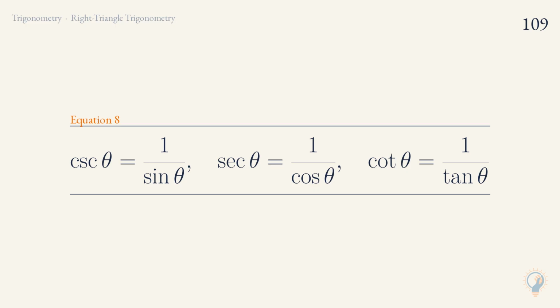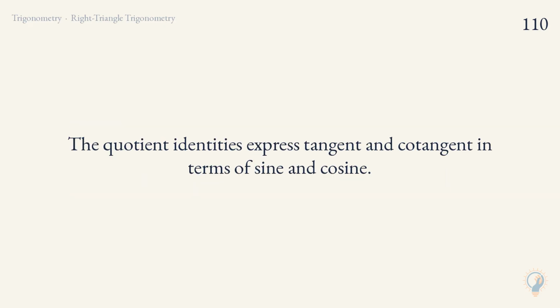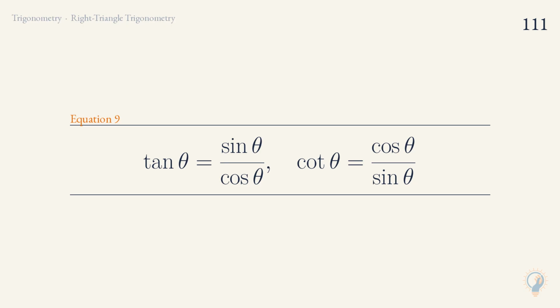Cosecant of theta equals 1 over sine of theta. Secant of theta equals 1 over cosine of theta. Cotangent of theta equals 1 over tangent of theta. The quotient identities express tangent and cotangent in terms of sine and cosine. Equation 9. The quotient identities. Tangent of theta equals sine of theta over cosine of theta. Cotangent of theta equals cosine of theta over sine of theta.